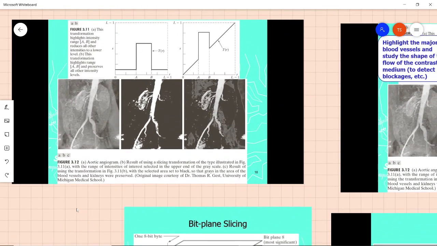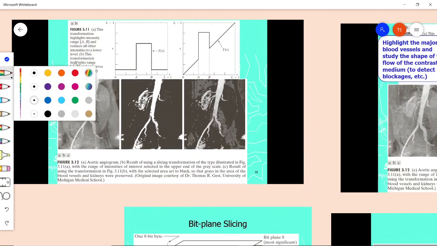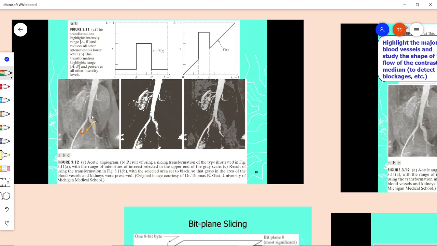See here, this is the example. See, this is the original image. Upon this original image, actually it is an aortic angiogram. So for this image, we selected this part by the transformation function. Now this specific range of intensity values of this image from A to B, this is A and this is B. From A to B, we want to highlight this specific range of intensity values.